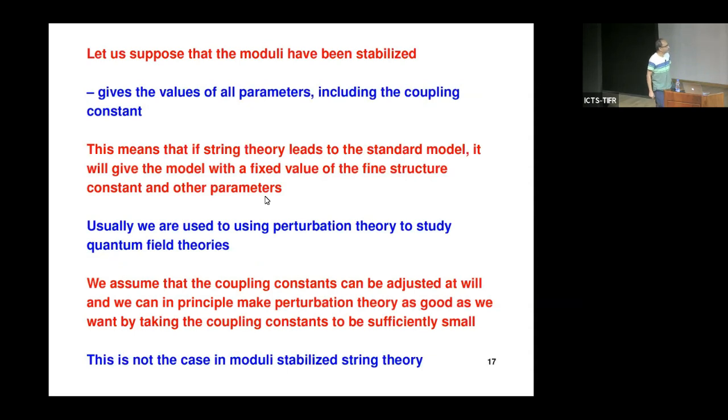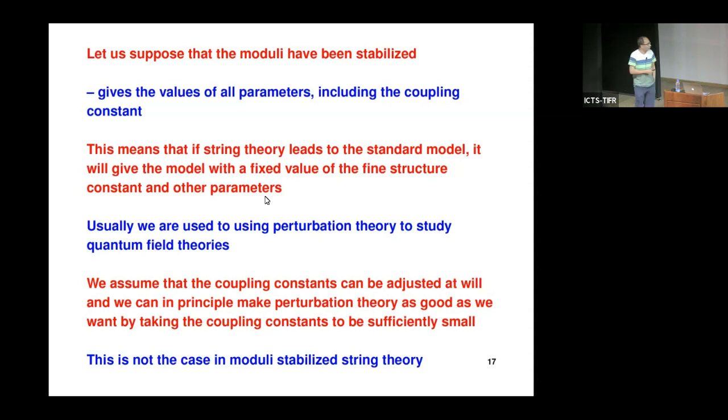Now let's suppose that we have stabilized the moduli. Let's suppose that you have understood supersymmetry breaking and then the moduli get fixed. Each of the scalars gets some particular vacuum expectation value. If this happens, then this will give the values of all the parameters of the standard model, including the coupling constant. And this means that if string theory leads to the standard model, it will give the model with a fixed value of the fine structure constant and other parameters.